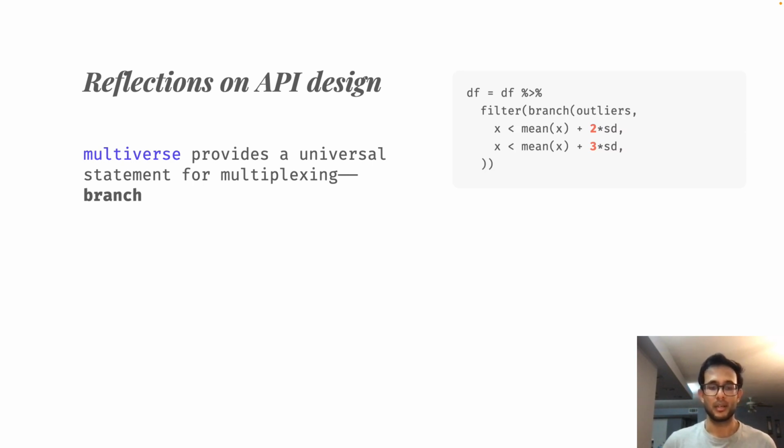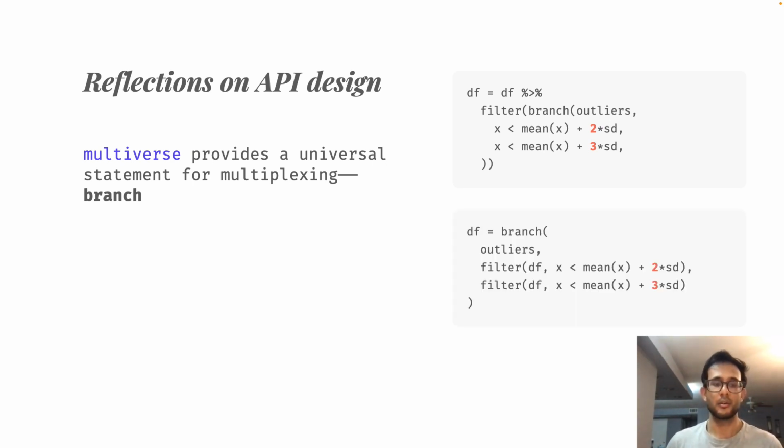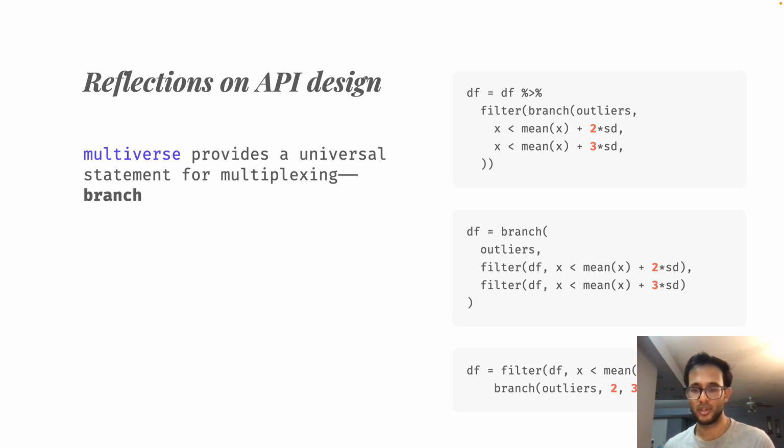One way of implementing this branch through our API might be to have the predicate x less than mean x plus 2 times standard deviation inside the branch statement, as well as the alternatives. Another might be to have the entire filter function inside the branch statement, which is more verbose. A minimalist might prefer this approach, which uses branch to only change the values 2 or 3.